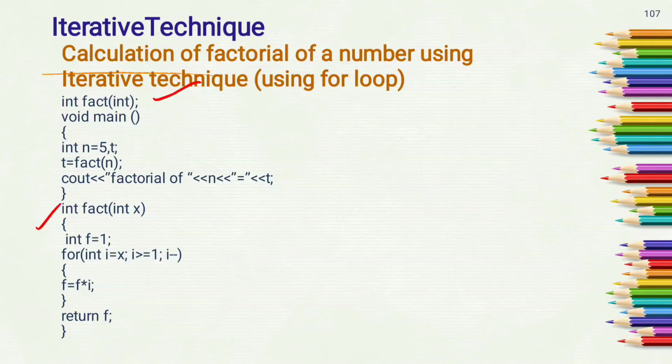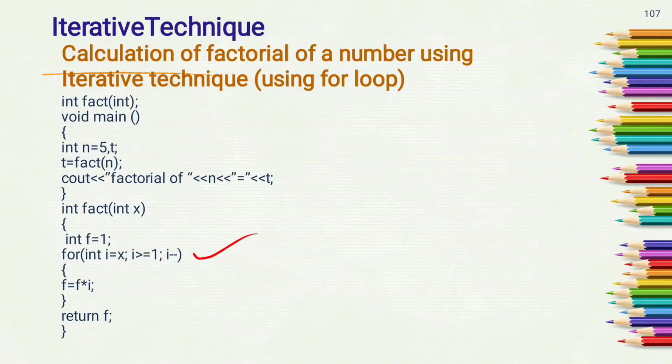Now this is the definition of the factorial function. So I write int fact int x, where the value passed by n is copied to the x variable in the factorial function. Then I declared a variable f equals 1. Now I want to create numbers from x, that means from n to 1, by writing int i equals x, i greater than or equal to 1, i minus minus. This loop generates numbers from 5, then it will create 4 by decrementing the value of i, then 3, then 2 and then 1. So by using the loop we are generating numbers from n to 1.